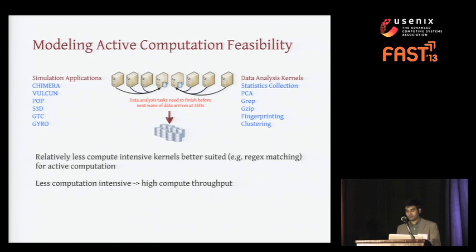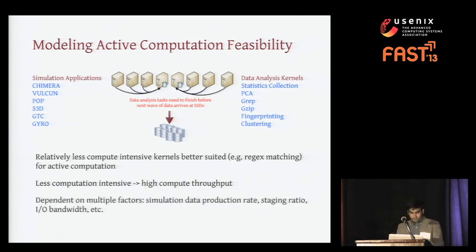I will also use the term high compute throughput, and when something is less compute intensive, I say it is high compute throughput, because within less time, within 1 second, you can process a big amount of data, or more MB per second. This looks simple, but it is also dependent on multiple factors. For example, at what rate the simulation is producing the data. If it is producing at a very high rate, probably active flash cannot keep up and cannot support any of the analysis kernels. And if the production rate is very slow, then active flash may support all of the analysis kernels.